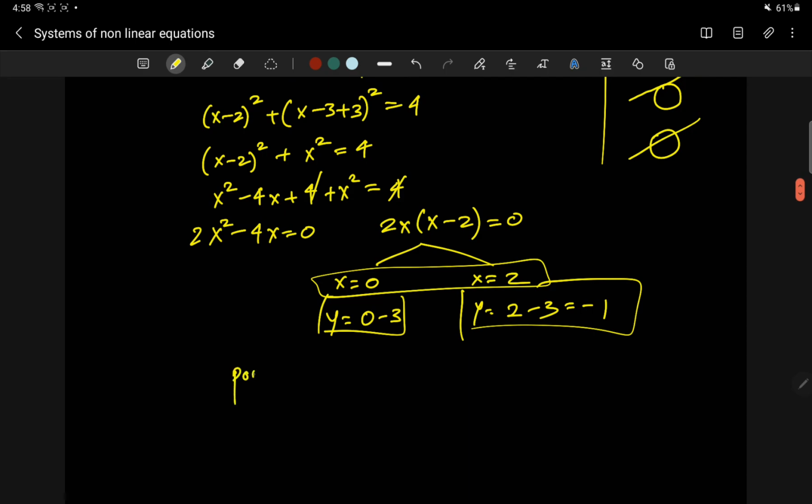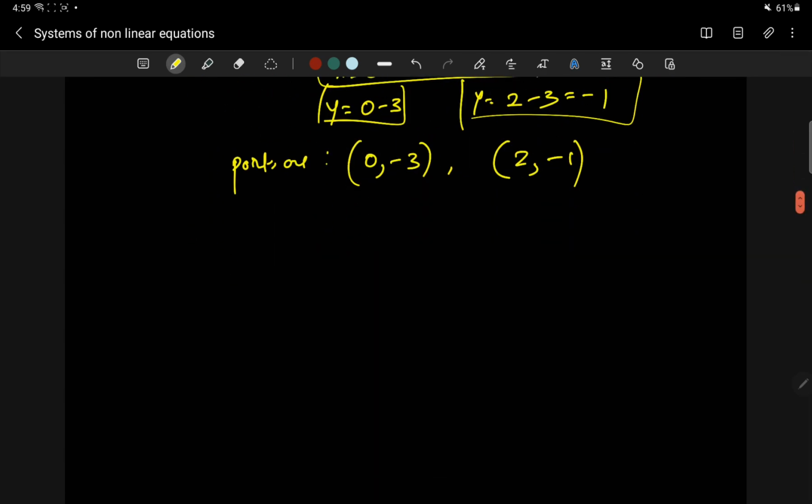So we call them intersection points, or we can also call them solutions, because essentially a solution is the same as an intersection point. So these are (0, negative 3) and (2, negative 1). So 2 points in this case as well.